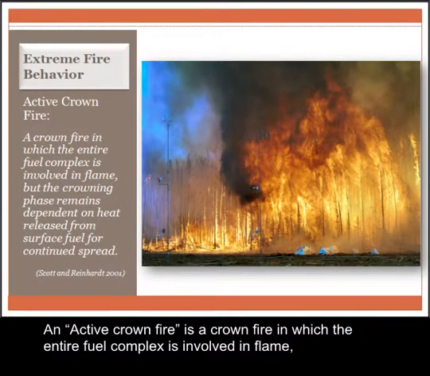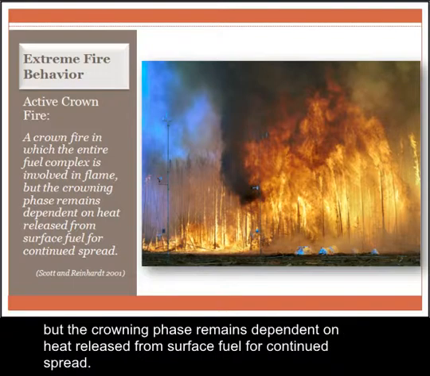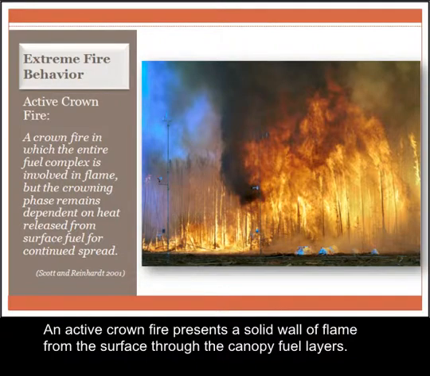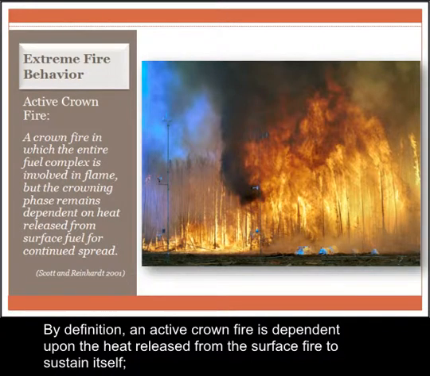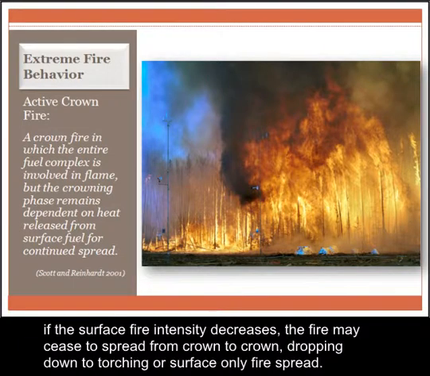An active crown fire is a crown fire in which the entire fuel complex is involved in flame, but the crowning phase remains dependent on heat released from surface fuel for continued spread. An active crown fire presents a solid wall of flame from the surface through the canopy fuel layers. Flames appear to emanate from the canopy as a whole rather than from individual trees within the canopy. By definition, an active crown fire is dependent upon the heat released from the surface fire to sustain itself.